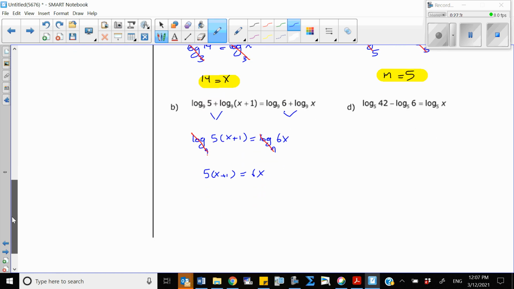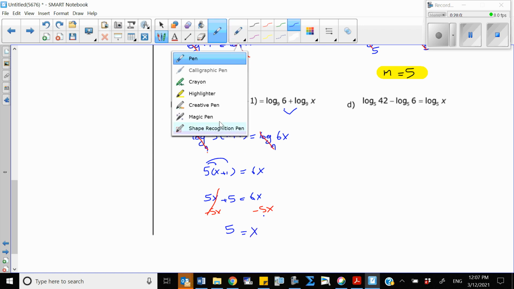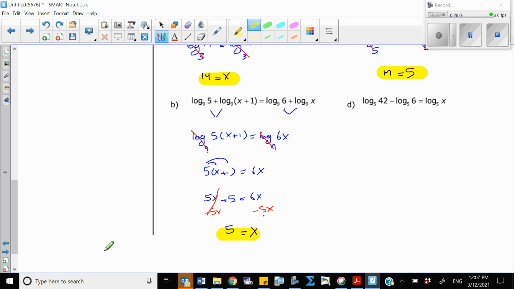Now I can solve this for x easily. First of all, distribute. So we have 5x plus 5 equal to 6x. Now I can subtract 5x from both sides. And then we have 5 equal to 6x minus 5x, which is x. And we're done. x is equal to 5.